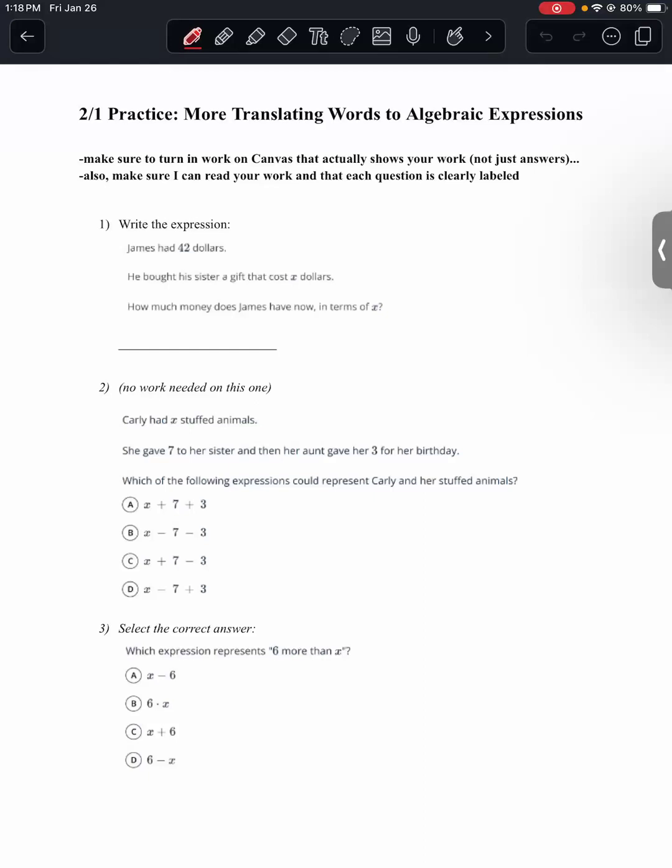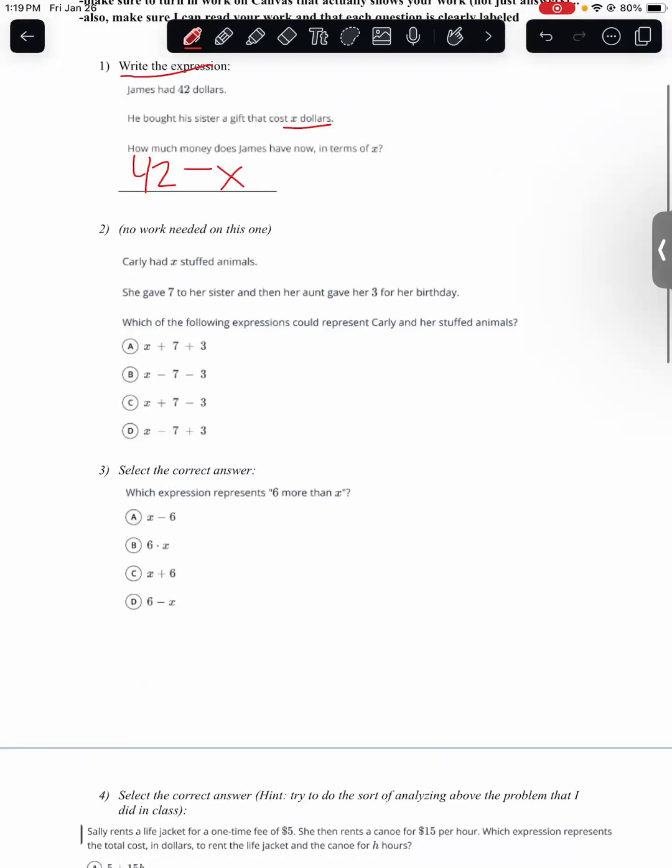All right, so first one, the instructions are: write the expression. James had $42. He bought his sister a gift that cost X dollars. How much money does he have now in terms of X? Well, clearly he took away some money. So we should start with how much money he had, 42. Now, whatever it cost him, he subtracts from that. Therefore, it's 42 minus X.